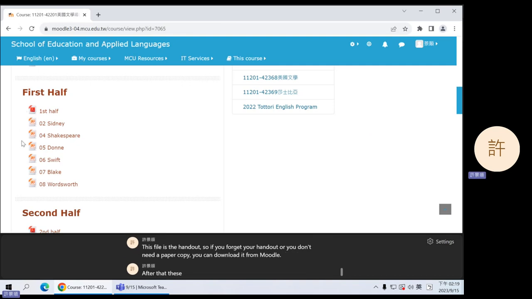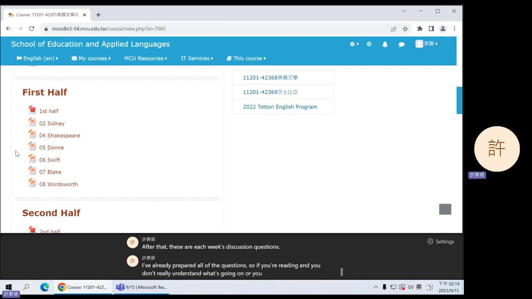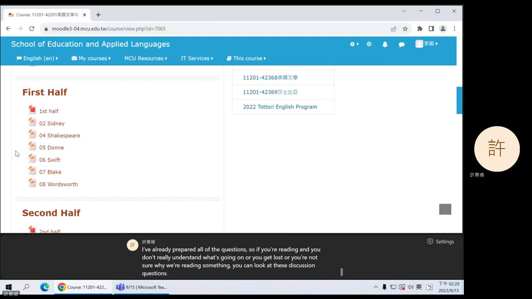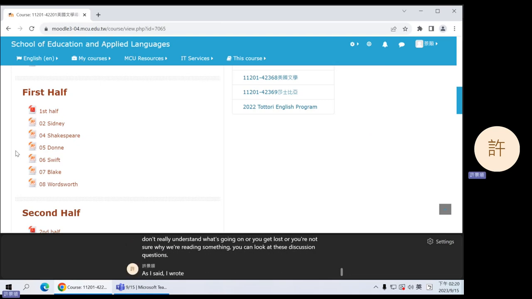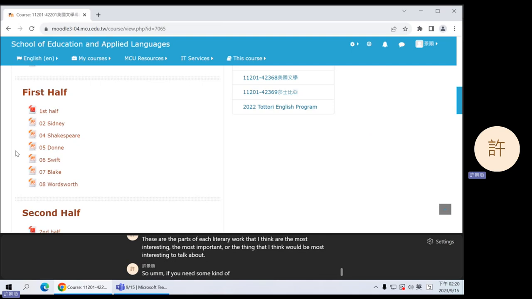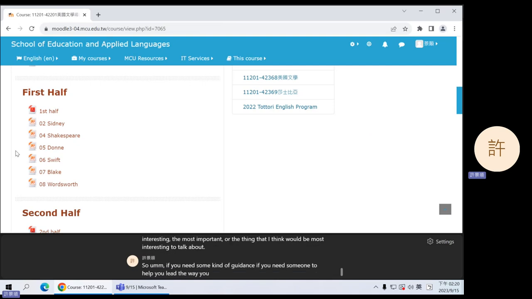After that, these are each week's discussion questions. I've already prepared all of the questions. So if you're reading and you don't really understand what's going on, or you get lost, or you're not sure why we're reading something, you can look at these discussion questions. As I said, I wrote open questions. These are the parts of each literary work that I think are the most interesting, the most important, or the thing that I think would be most interesting to talk about. So if you need some kind of guidance, if you need someone to help you lead the way, you can look at these questions while you read.